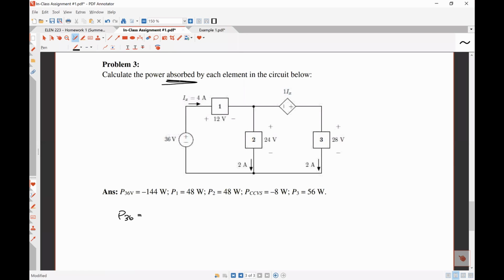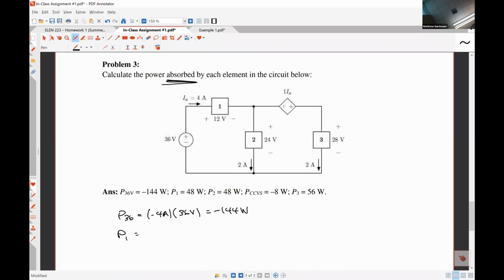Because we're calculating the power absorbed, anytime the current is going into the negative polarity terminal, we need to change its direction by multiplying the current by a factor of -1. So that's -4 amps times 36 volts is -144 watts. All right, for element 1.